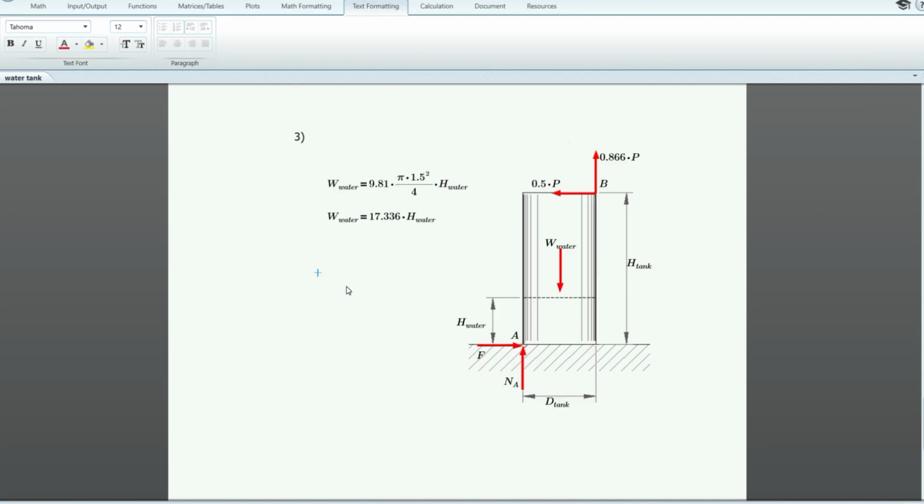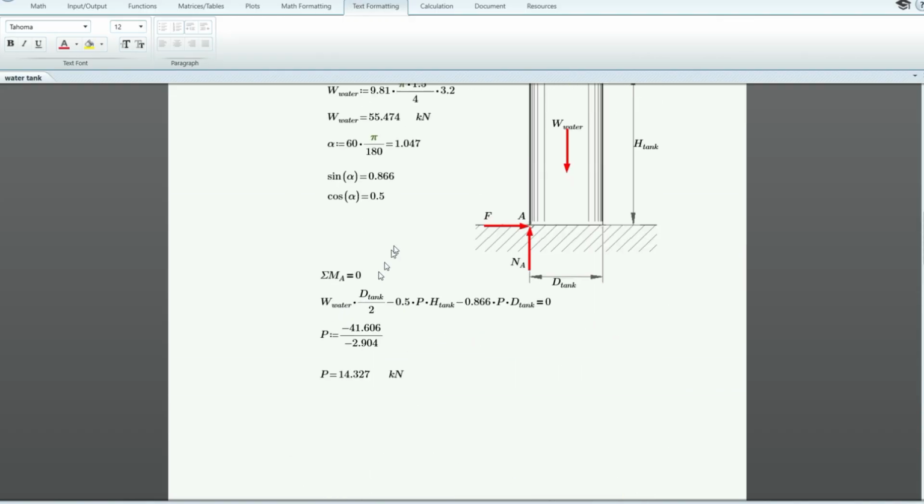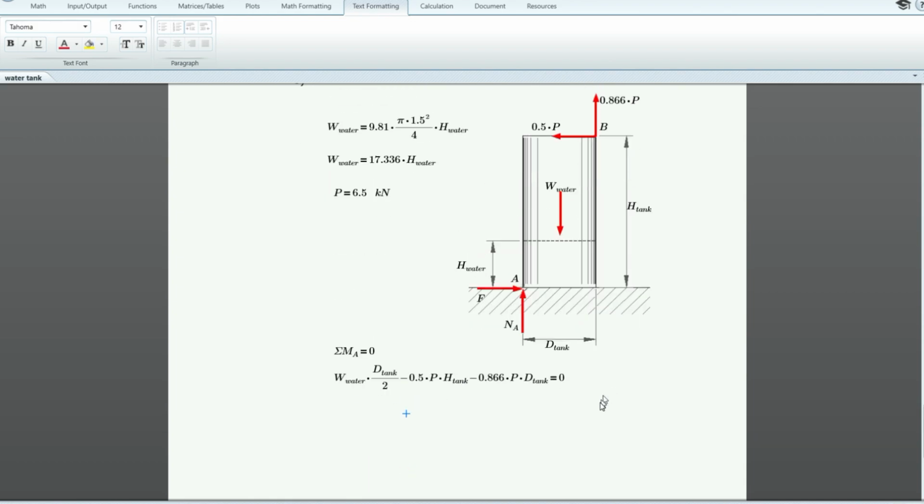Okay, to solve the height of water, we can sum up moment at A. Yeah, we can do that because we are given P. P, by the way, is 6.5 kilonewtons. Okay, let's go back here and use summation of moment at A. It's the same equation. However, the weight of water becomes this one, 17.336 times height of water.